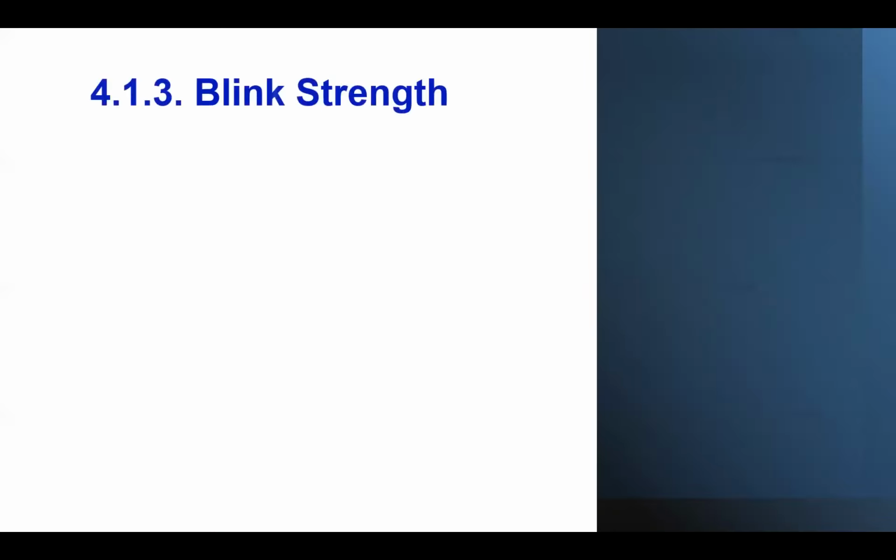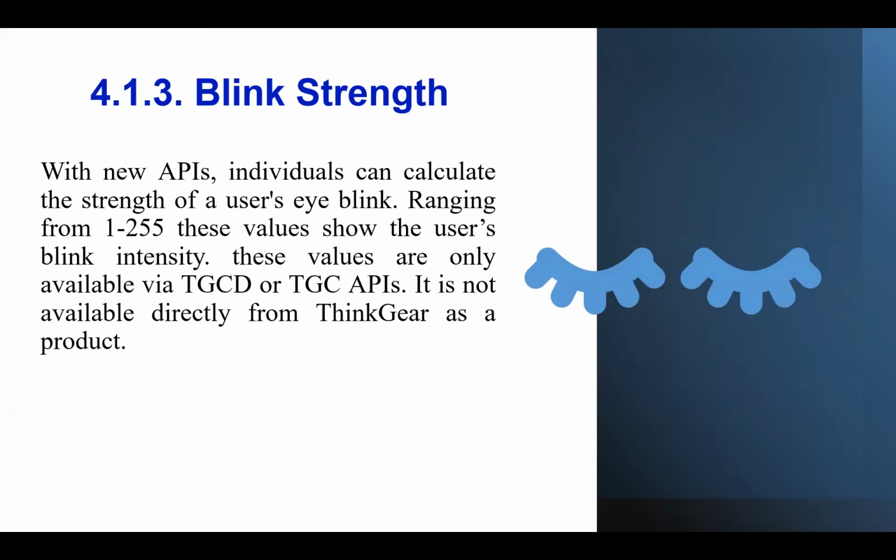Blink strength. With the new application programming interfaces, an individual can calculate the strength of a user's eye blink, ranging from 1 to 255. This value shows the user's blink intensity. This value is only available via the finger connection driver or finger connection application programming interfaces. It is not available directly from the finger as a product.